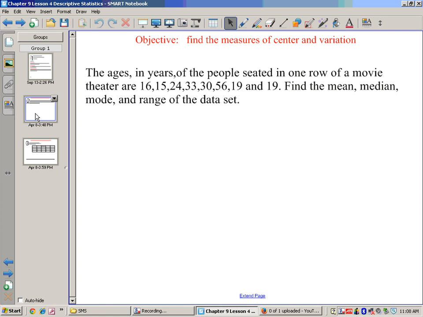Okay, our first example, the ages in years of the people seated in one row of a movie theater are 16, 15, 24, 33, 30, 56, 19, and 19. Find the mean, median, mode, and range of the data.